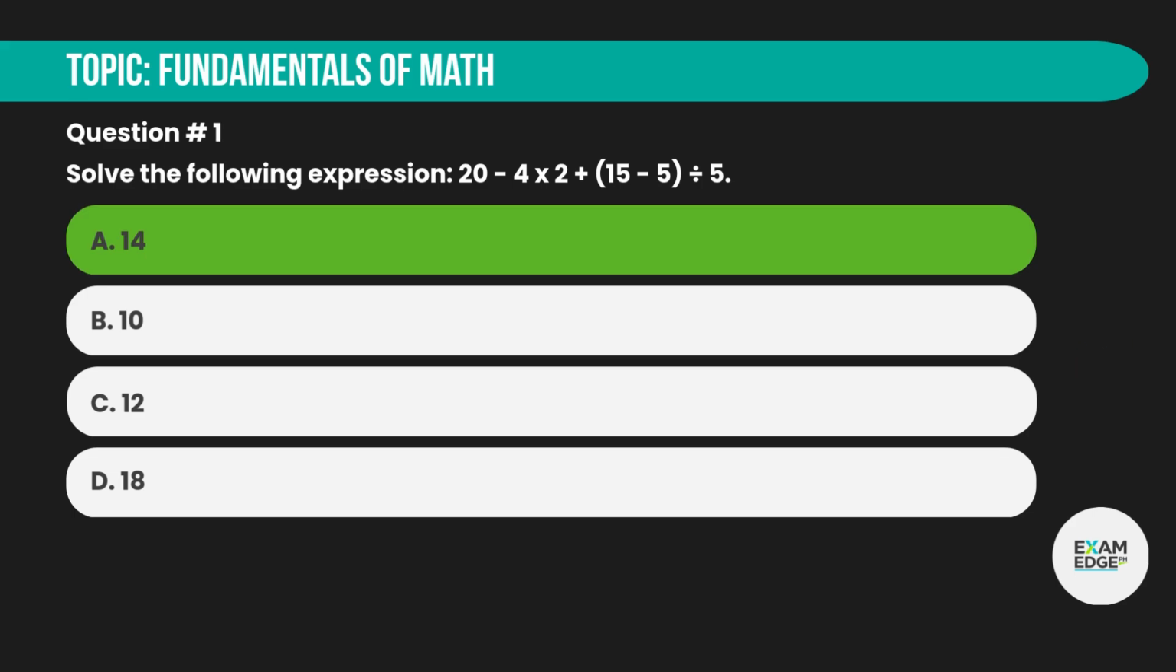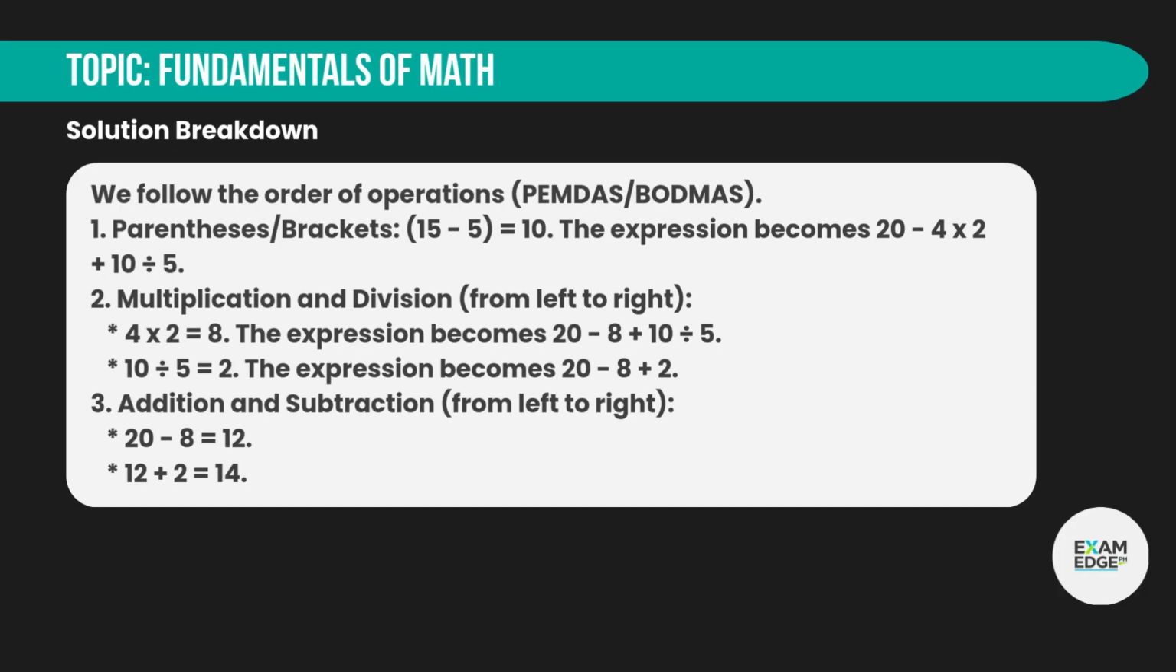Correct answer: A. 14. Solution breakdown. We follow the order of operations, PEMDAS, BODMAS. 1. Parentheses, brackets: 15 minus 5 equals 10. The expression becomes 20 minus 4 times 2 plus 10 divide by 5.